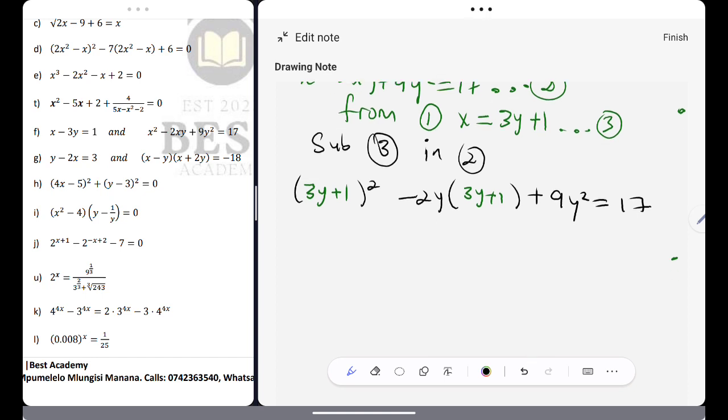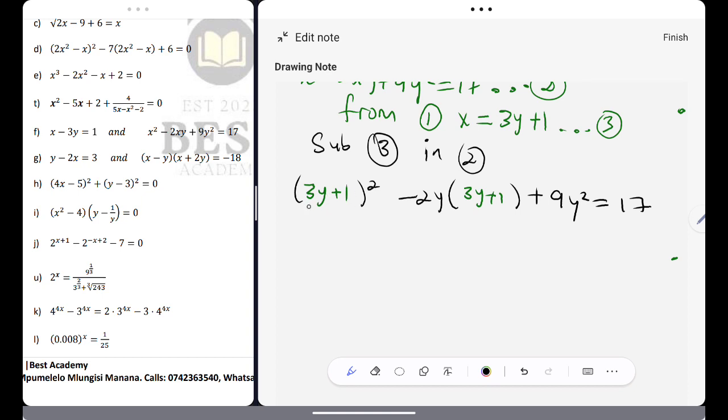So now I only have one unknown variable, which is y. What I'm left with is to just solve for y. For me to solve for y, I must remove fractions if they are there, brackets if they are there, surds if they are there. In this case, I have brackets, so I must just remove them.